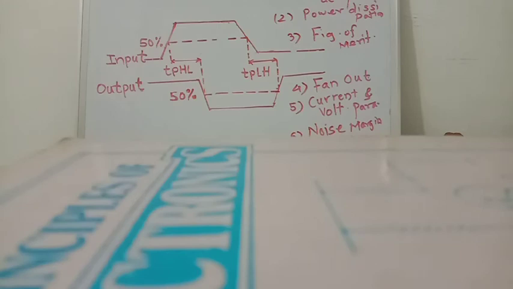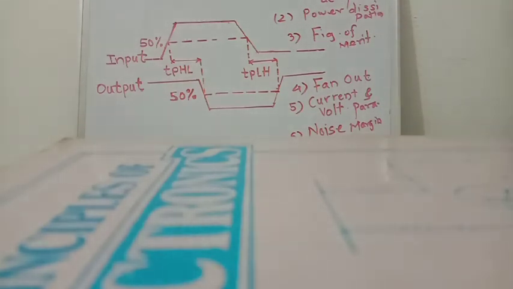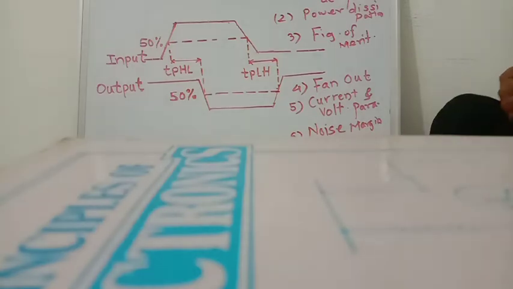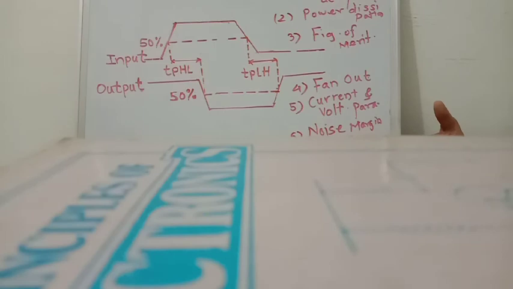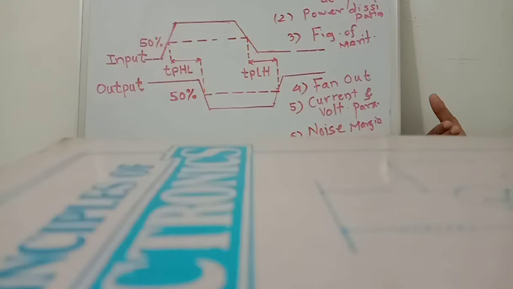Then second, power dissipation. What is power dissipation? It is the amount of power dissipated in an IC. For a standard TTL gate, it is 10 milliwatts. Low power dissipation is desirable, and it may vary because of signal level or tolerances.